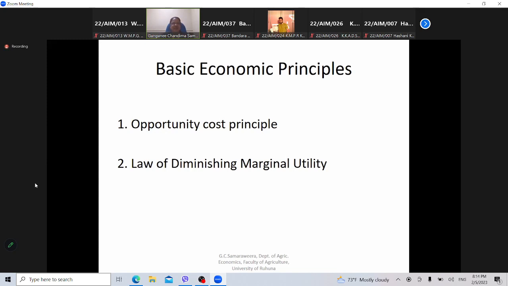You have to learn two basic economic principles during your first year. The opportunity cost principle, which we discussed before last time, and I'm just going to brief this principle again. And the next principle, the law of diminishing marginal utility. Opportunity cost, I think you have some slight idea now. The law of diminishing marginal utility, we are discussing in detail now. Diminishing, what may the meaning be? Anybody who knows? What do you understand by diminishing?